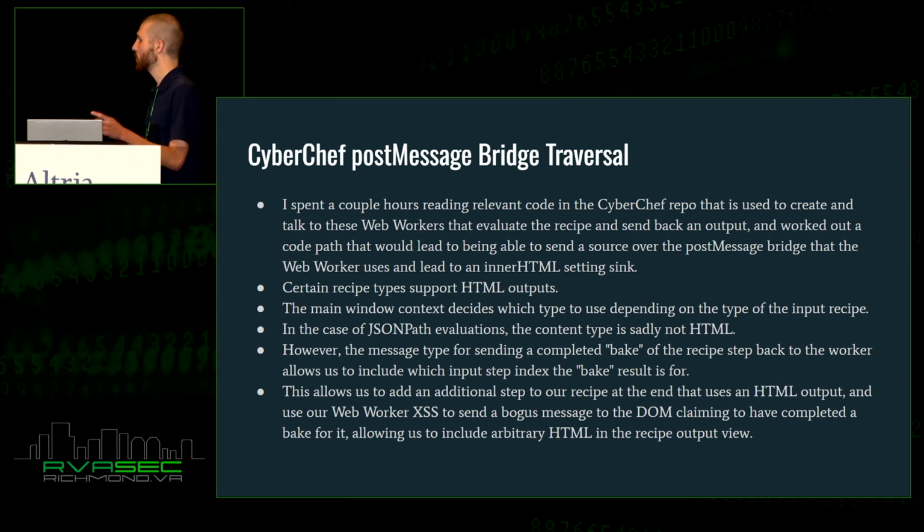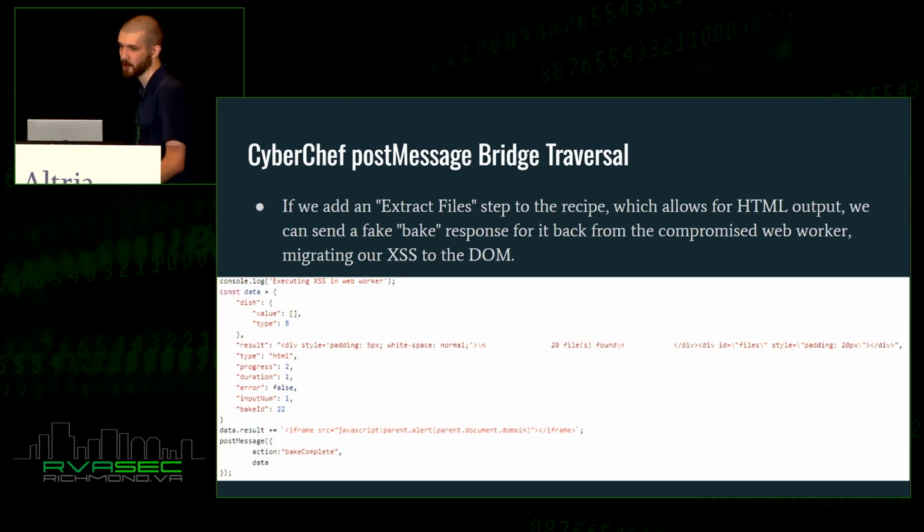So certain types allow for HTML output and are intended to render HTML. And we can send a bogus message that uses that input. So it's evaluating the JSON path expression, and then we send a message back that says, hey, I just completed a bake for this other guy. Here's the HTML to render.